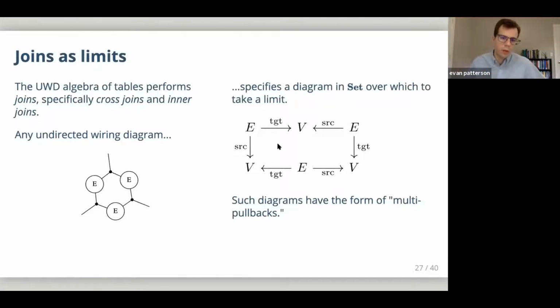And then to perform the join, at least mathematically, that's the same thing as taking the limit of this diagram. All the diagrams that arise in this way, you can think of as being basically generalized pullbacks, because they always have two layers and have the form of a pullback, but they're more general, because you can have multiple pullbacks going on, or pullbacks of more than 2 things, and so on.